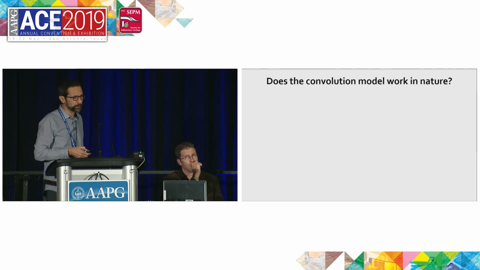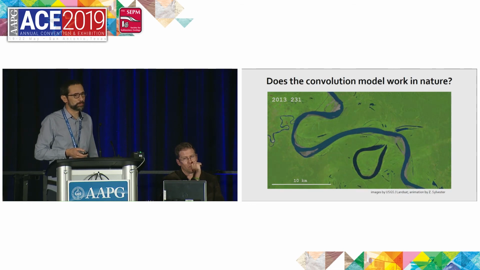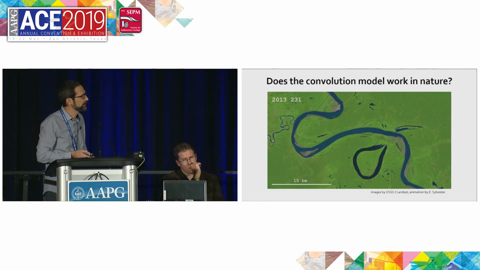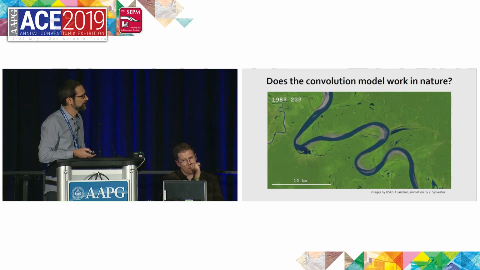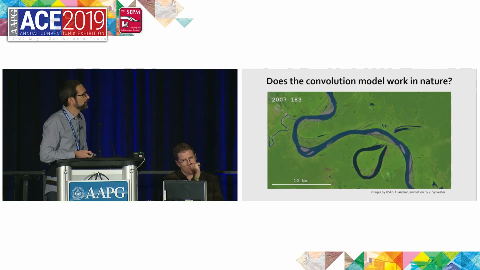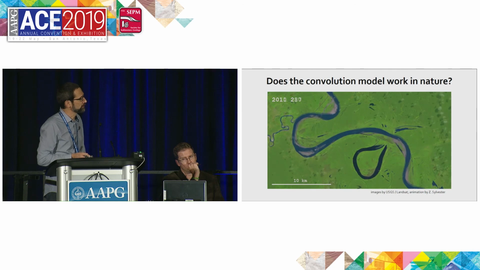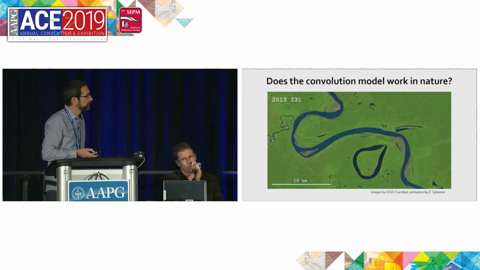One of the questions, of course, is whether this simple convolution model actually works in nature. And as I already said, we have an enormous amount of fantastic data, like satellite imagery, and we can look at time-lapse animations like these. And we can extract river banks and river center lines and try to test our models.